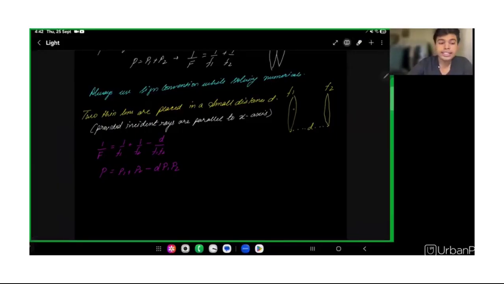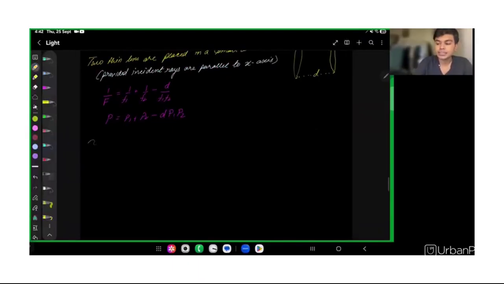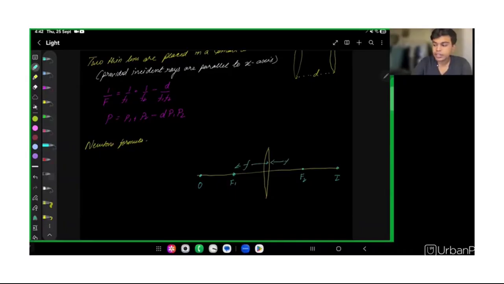Now, there's a Newton's formula in this case. That is, if there is a lens, right? This is the principal axis. There is an object O, image I, focus point F1, focus point F2, focal length is f, right? And the distance of object from lens is u. The distance of image from lens is v. Let's suppose this distance is x1. Let's suppose this distance is x2.